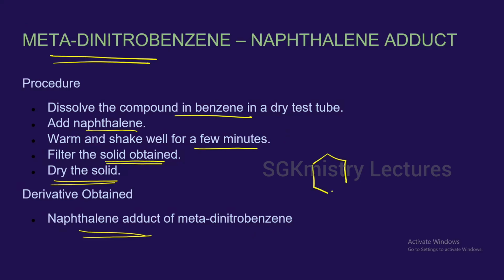So just an adduct is formed. Meta-dinitrobenzene forms the adduct with the naphthalene. Okay, so this is the structure of the derivative. So this is with respect to the preparation of derivatives, how you need to prepare them, and also how you need to write the structure of the various derivatives that are obtained.